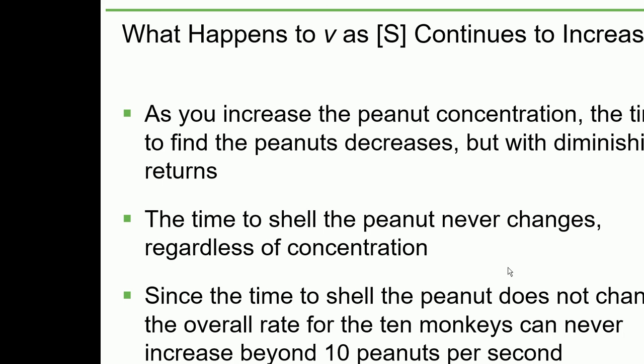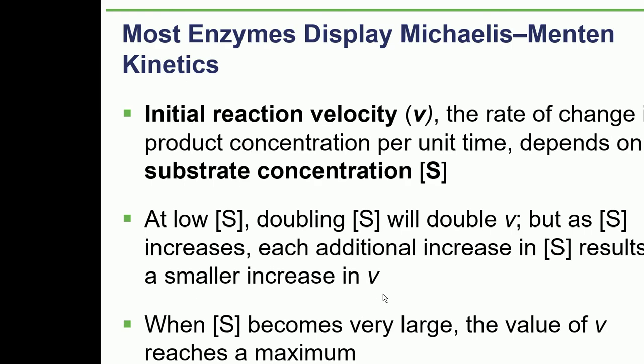So in the case of monkeys, you may increase more peanuts, but there is a minimum time which will be used by every monkey, which is 1 second, which every monkey will use to shell the peanut. So you cannot decrease that. Even if you keep the peanut in front of the monkey, every monkey is going to spend 1 second to shell it. So the rate of reaction cannot increase beyond 10 peanuts per second.